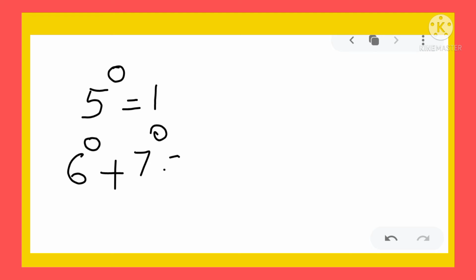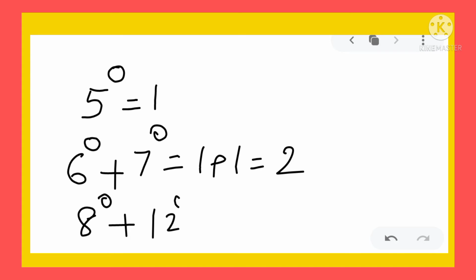Then we know that if the power of any number is 0, its value is 1. For example, 6 raised to 0 is 1. 5 raised to 0 is 1. Then what is the value of 6 raised to 0 plus 7 raised to 0? It is 1 plus 1 is equal to 2. Then 8 raised to 0 plus 12 raised to 0. Again 1 plus 1 is equal to 2.